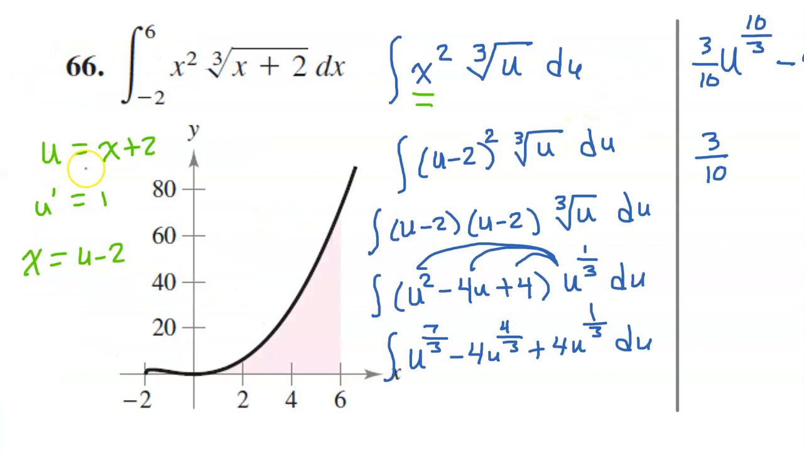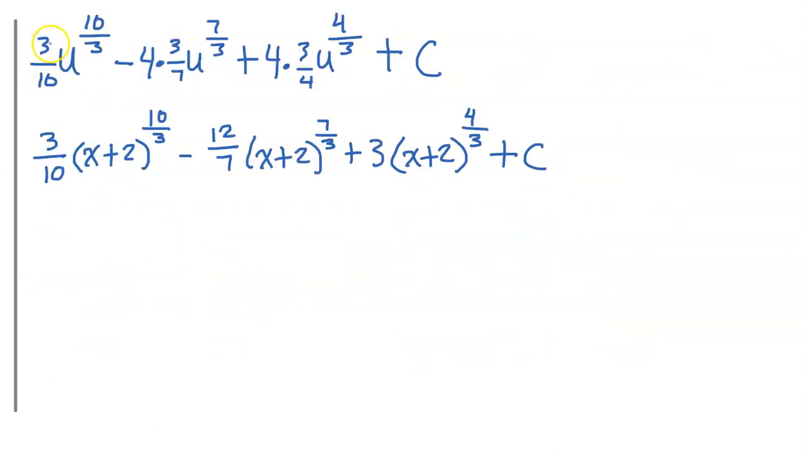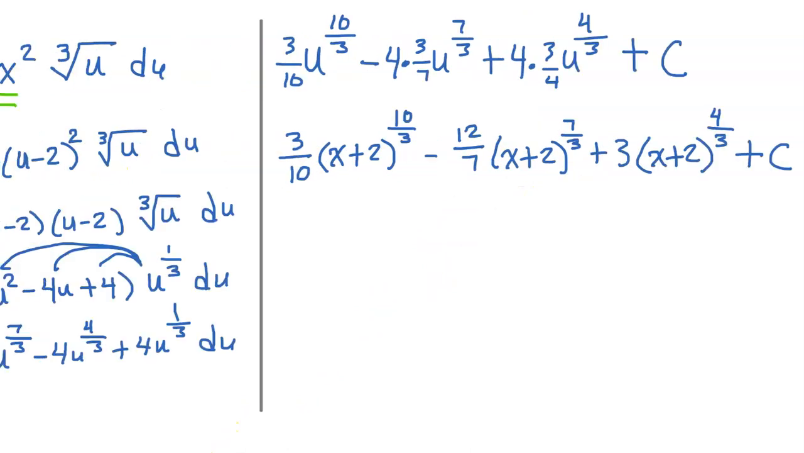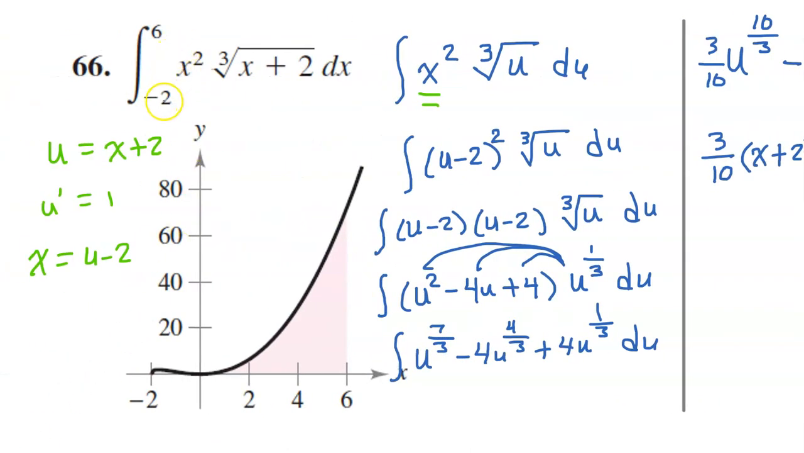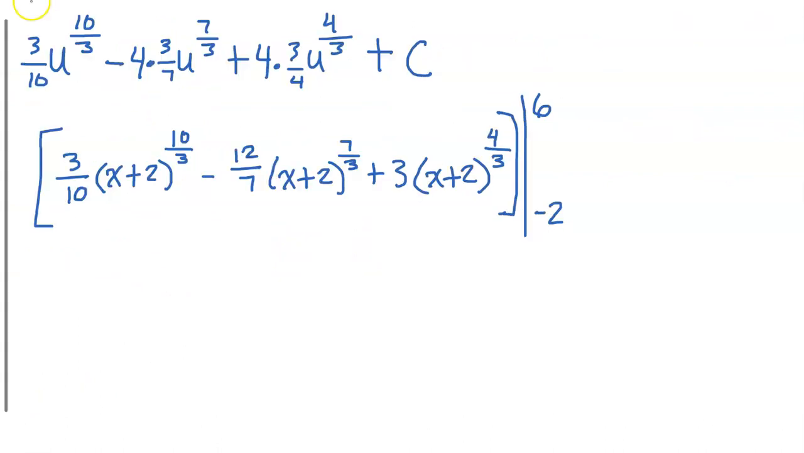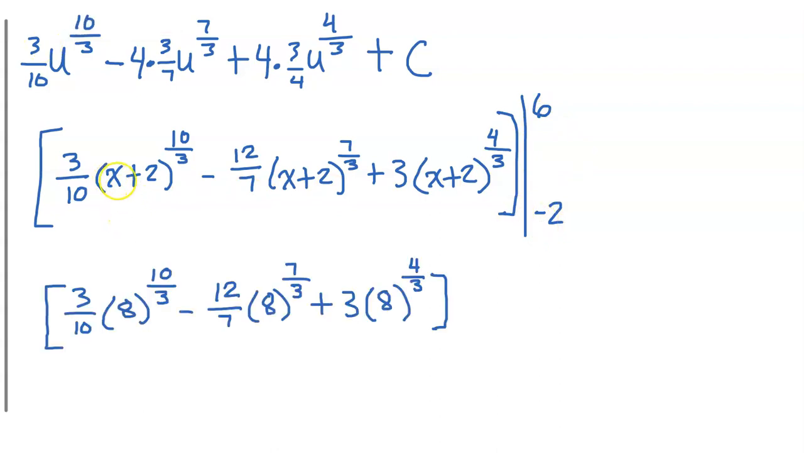Don't forget that u is x plus 2. Putting x plus 2 back in for u gives us this. But this is a definite integral. So let's apply the limits of integration from negative 2 to 6. This means we need to find the value at 6 minus the value at negative 2. 6 plus 2 is 8. So this is the value at 6. Negative 2 plus 2 is 0. Each term has a 0, so this is the value at negative 2.